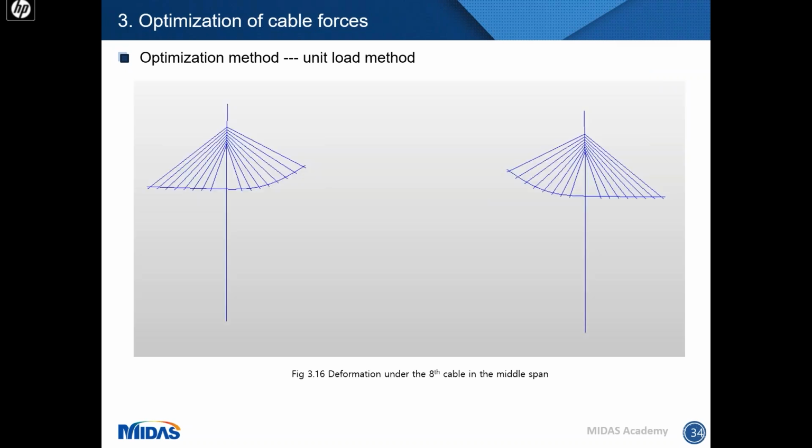Then we go to MIDAS. First, we look at the deformation. We will see it has no influence on the elements which are installed later than the eighth cable, because it uses the cantilever method. We can see the middle span deflects upwards, the pylon also deforms a bit, and the side span doesn't deform much.